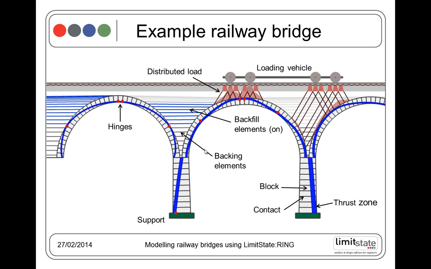When we do the analysis, we find the critical failure load factor, or adequacy factor as we call it now in LimitState Ring, and we also find the corresponding zone of thrust and pattern of hinges. So those are shown here in blue, and the thickness of the thrust zone indicates how much masonry of the compressive strength that's been specified is required in order to support that force. And then the hinges are shown in red. So that really sums up the model, but obviously we'll come on to actually run some analyses using the software in a few minutes.